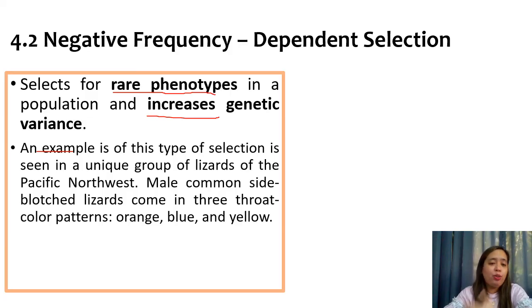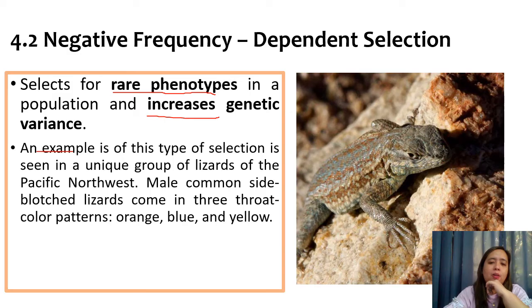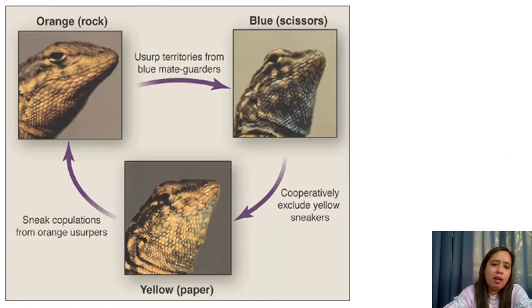Side-blotched because of the coloration on the sides of the lizards, which have three different throat color patterns. You have the orange, blue, and the yellow. When you say side-blotched, they have blotches on the sides. But we are looking at the throat coloration here. Okay, let's look at it.